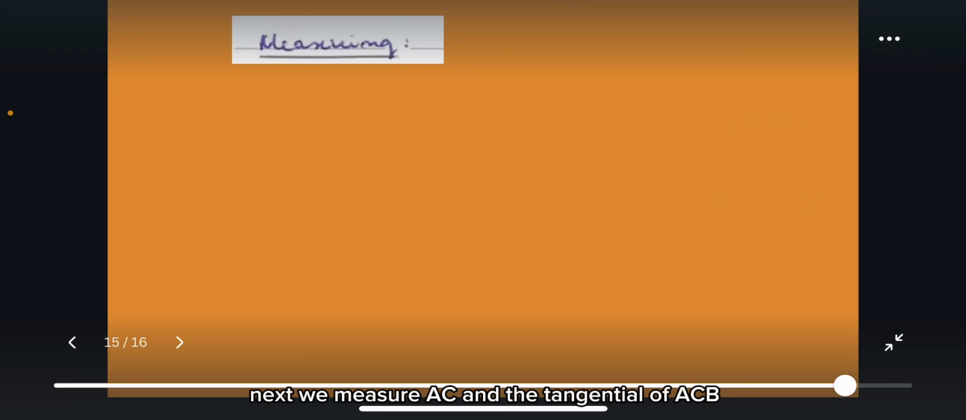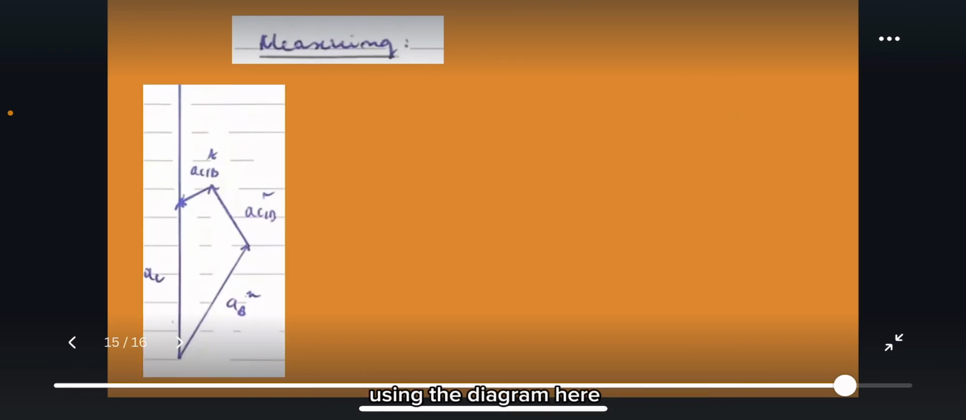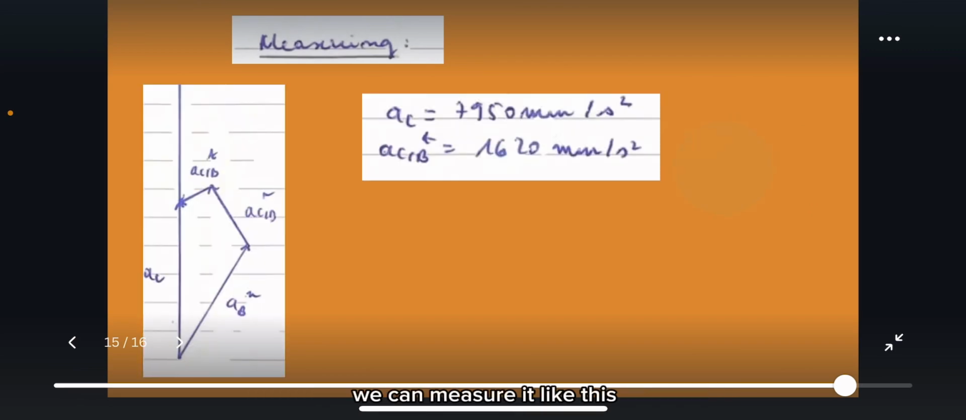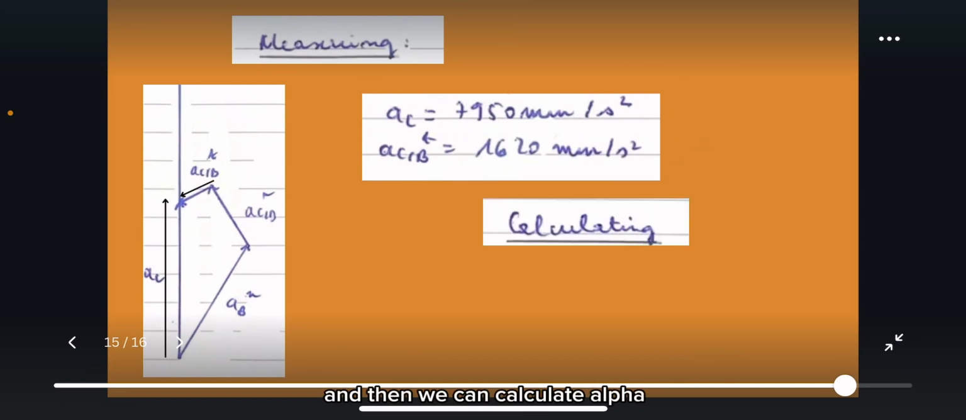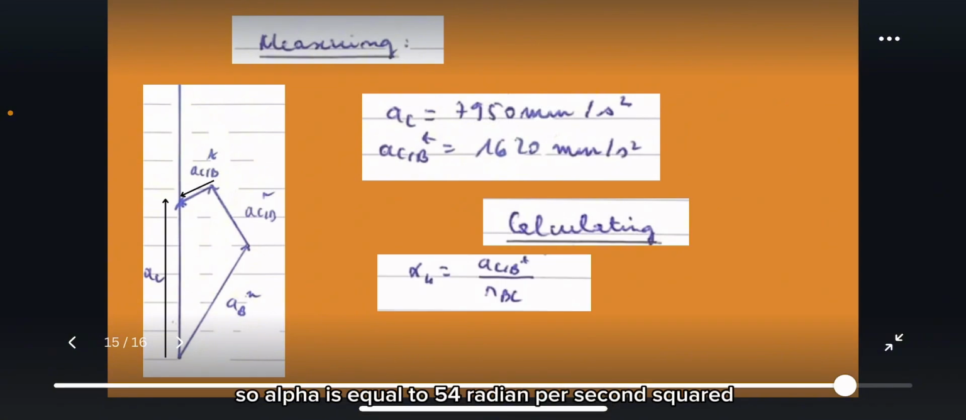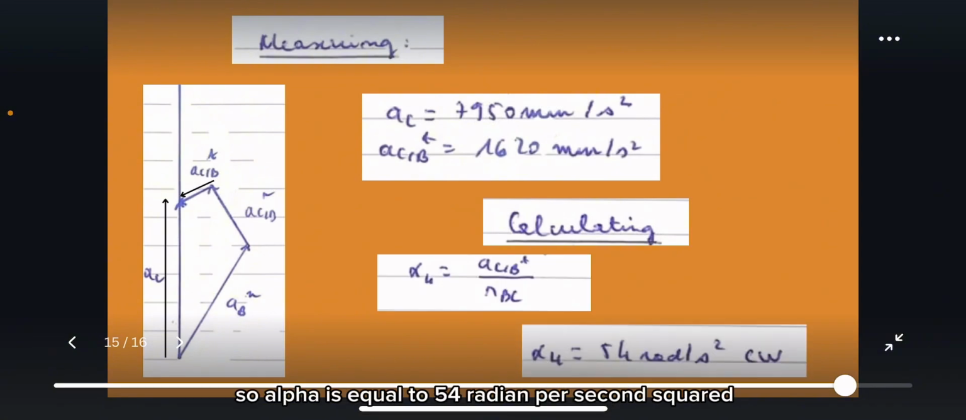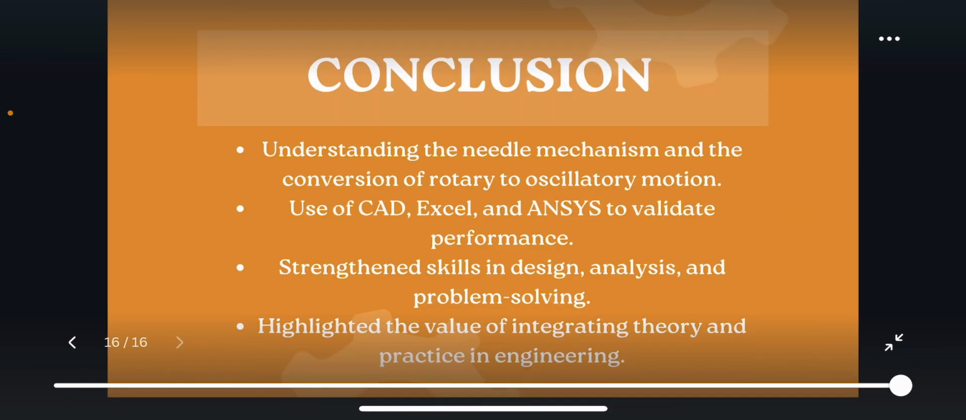Next, we measure AC and the tangential of ACB using the diagram here. We can measure it like this, and then we can calculate alpha. So alpha is equal to 54 radians per second squared, clockwise.